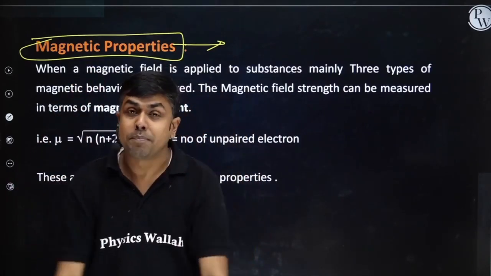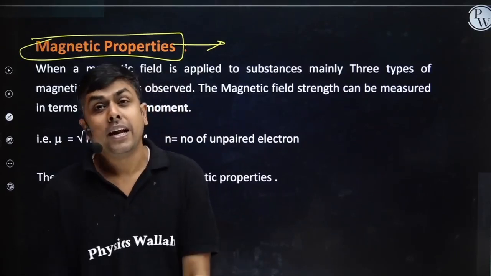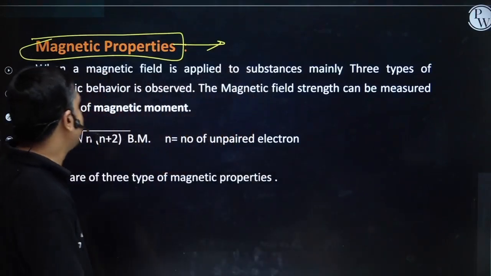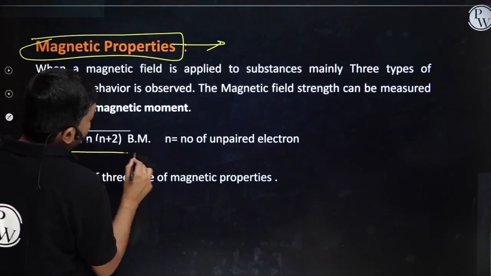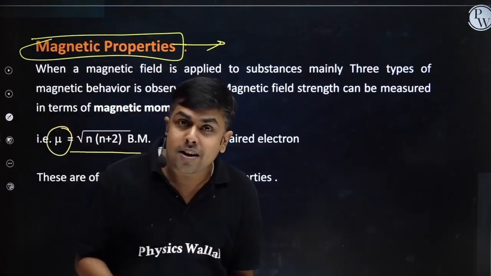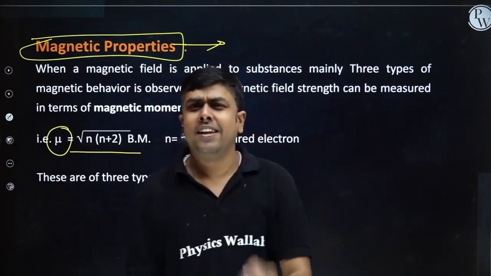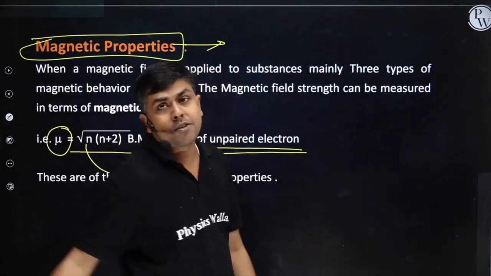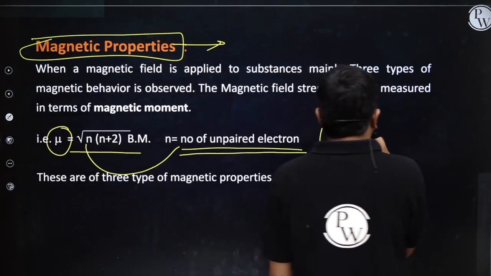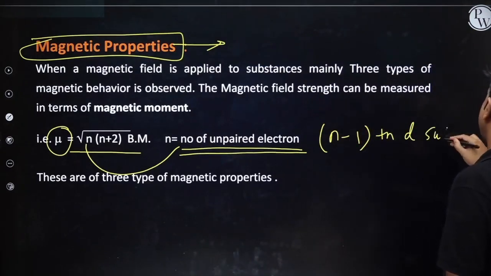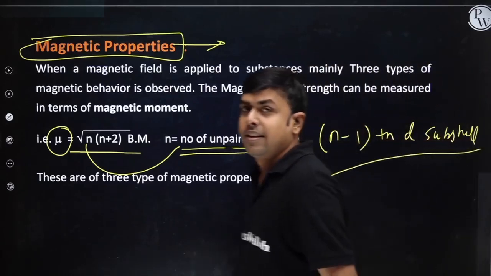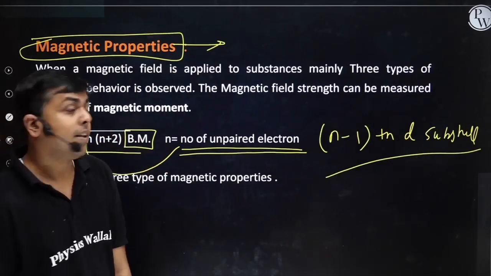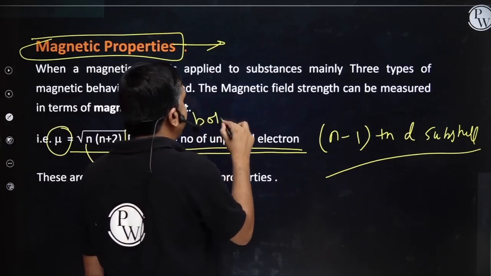Student, the strength of the magnetic field is basically measured in terms of magnetic moment, and this magnetic moment is represented by the symbol mu, and mu equals the square root of n into n plus 2. What is n here? n is the number of unpaired electrons in the (n minus 1)th d subshell, am I clear? Now what is this BM? BM is the unit of magnetic moment. It is basically referred to as Bohr magneton.